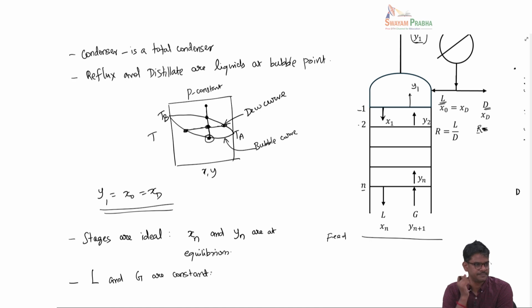Yeah, this won't work for? Yeah, so like I said, these are assumptions we are making. If you want to do more sophisticated calculations, that is possible. The other method I was talking about, like the Ponchon-Savarit method, allows including all the L and G variation along the column, but in this particular method we are going to treat them as constant.